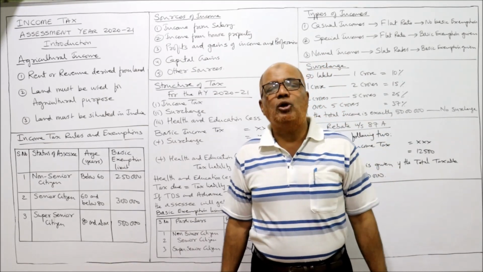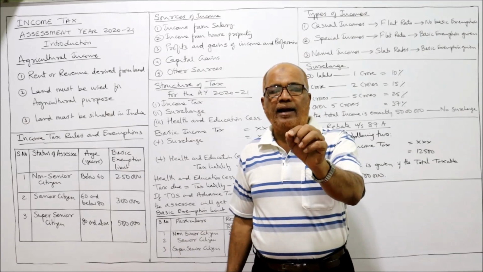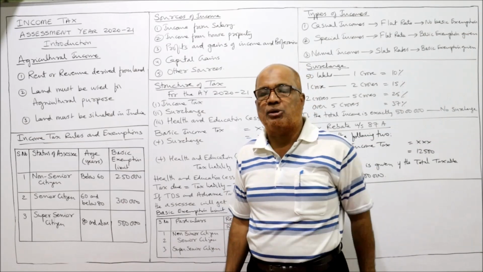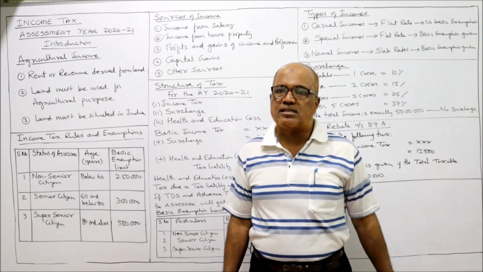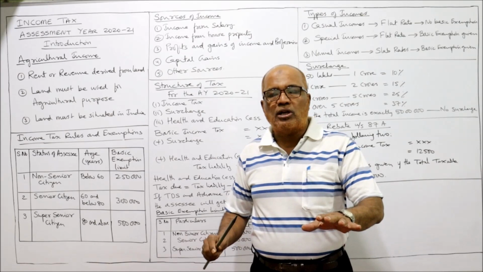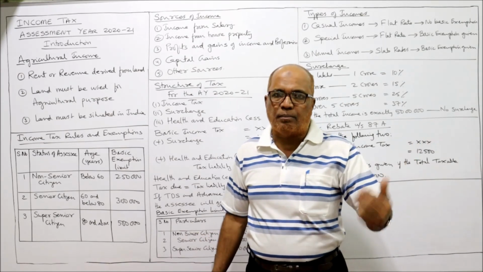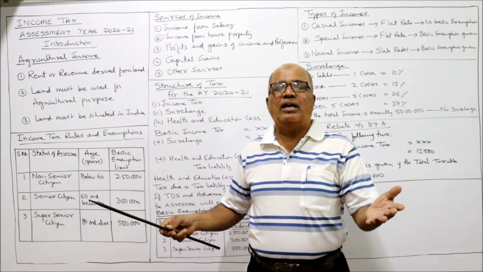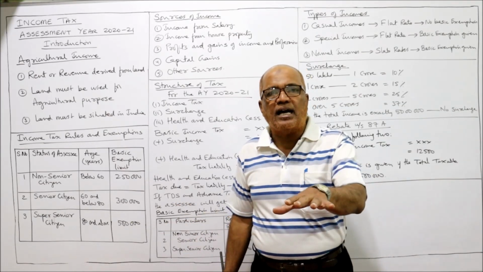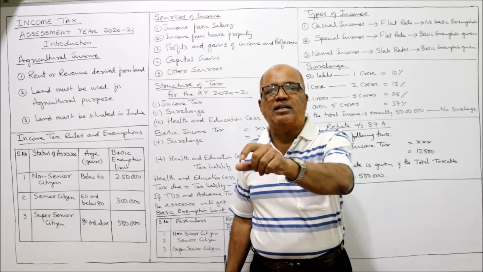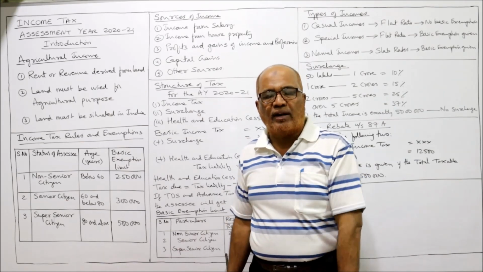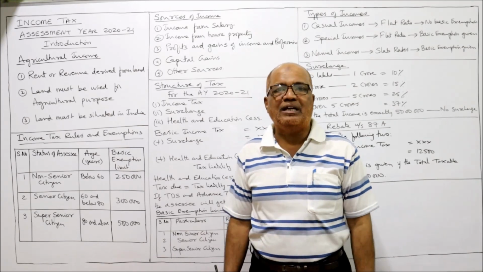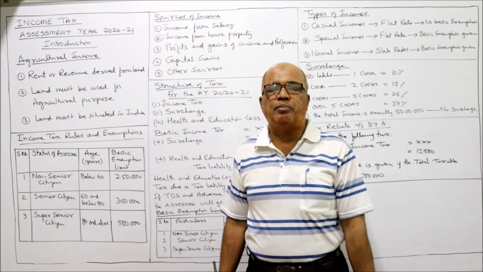Everybody is not liable to pay tax. The tax is applied only if a person's income is above the basic exemption limit. This basic exemption limit is declared every year by the Income Tax Act. It will not remain constant; it may change year to year. For the current assessment year 2020-21, the basic exemption limit is 2,50,000 for a resident person.